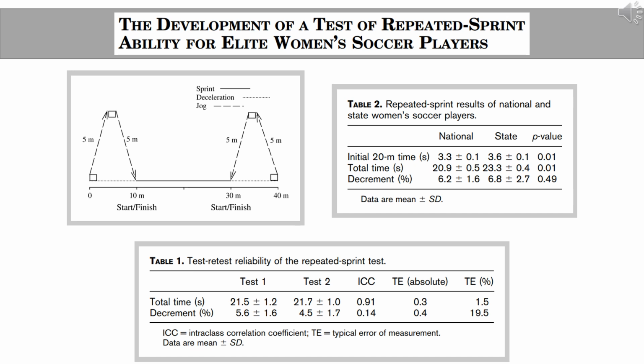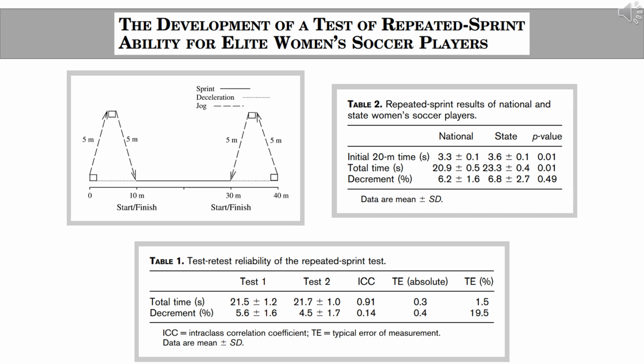So this was a study conducted in elite female players, and we've got a schematic here showing the repeated sprint protocol, which I'll describe in a minute. We've got the ability of the test and the metrics gathered, their sensitivity at detecting change between national and state level players, and then some reliability data for the outcome measures too.